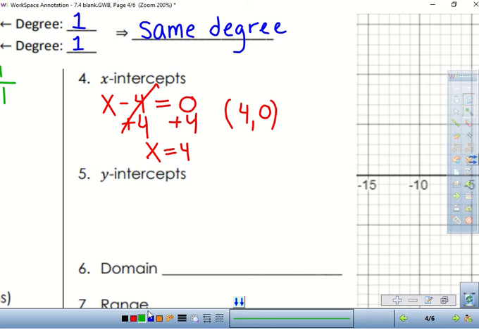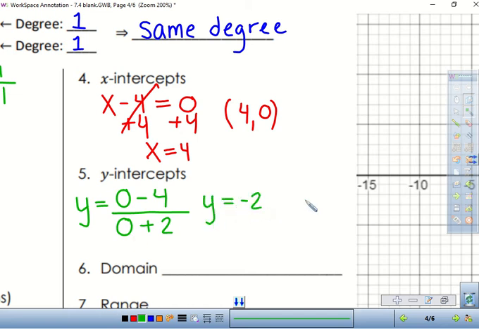Now we're going to find our y-intercepts. The way we find our y-intercepts is you take the entire equation, okay, and you replace all of the x's with 0, and then solve for y. So I just take my entire equation, I replace the x's with 0, and I solve for y. And that comes out to be -2, which means my y-intercept is (0, -2). Just like that.